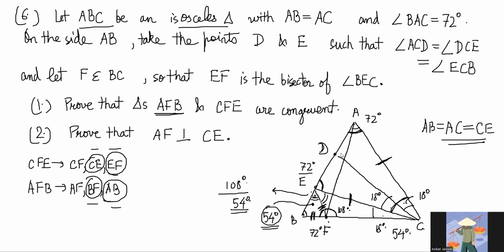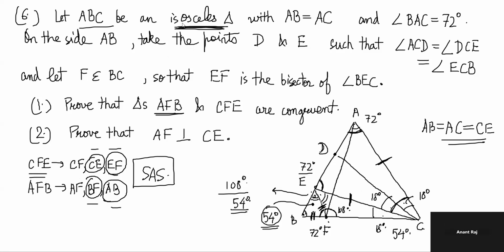Yes, sir. So in the AFB triangle, the two sides that are common, what is the angle? 54. AB and BF. So that is 54. And in the triangle CFE, between CE and EF, 54. So SAS. First, you have to find all the angles, then you have to use the fact that there are so many isosceles triangles coming. If you use both the facts, then you will get SAS congruency here.